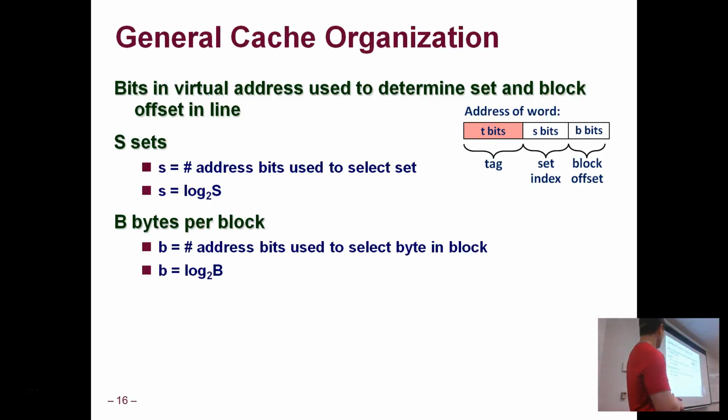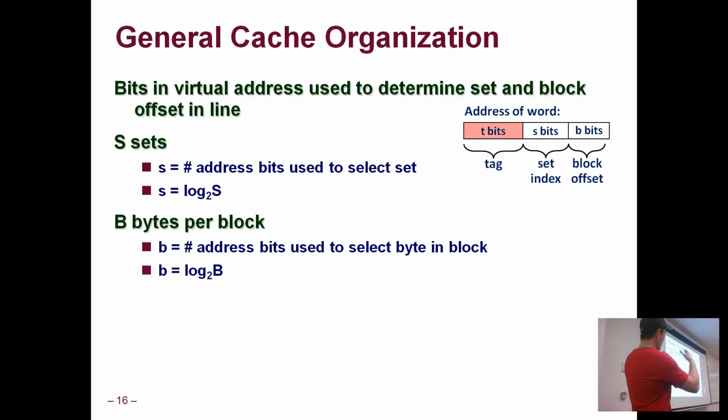And then parts of the address will also be used as a tag to uniquely identify the data that's in the cache. So if we have capital S number of sets, then the number of address bits that we need to map this address into a set is log base 2 of capital S. So if we have 8 sets in our cache, and we're going to use the bits of an address to determine which of those 8 we're going to belong to, we need 3 bits.